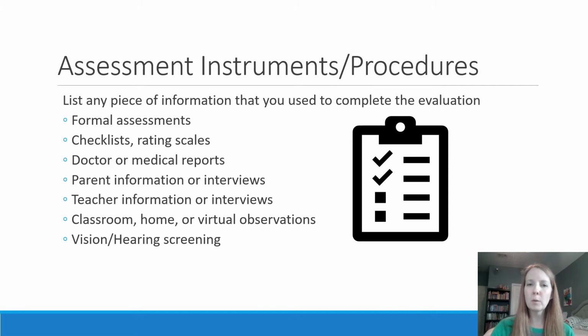You know, those could be the formal assessments, the developmental profile, the DAISY, the adaptive behavior assessment system. Also include those informal pieces, the parent information, teacher information, and play-based observations. Also include any health information that you collected, vision and hearing screening, doctor reports, ECI reports, private therapy reports, private evaluations. And if other team members are participating in the evaluation, they will list their information here as well.